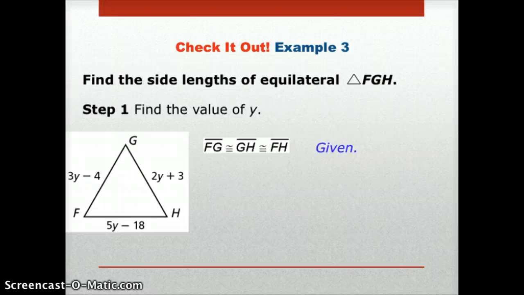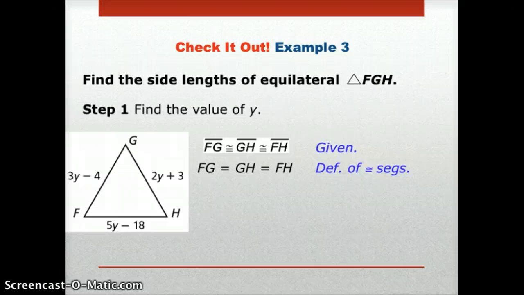It says find the side lengths of the equilateral. Well, it's given to us that all three measures are the same because it says it's equilateral. So if it's given that they're all congruent, because that's what it means to be equilateral, that also means that the measures are equal, because that's what congruent means. So we can say the measures are equal.